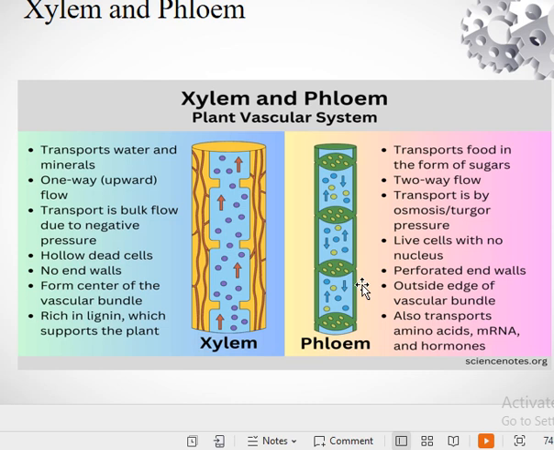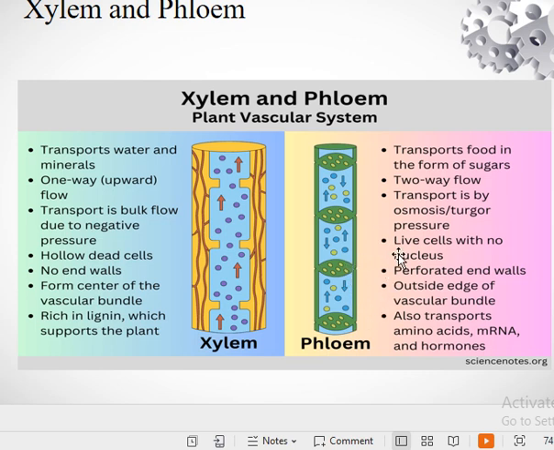Phloem is responsible for the transport of food in the form of sugar, with two-way flow. Transport is by osmosis and turgor pressure. Live cells with no nucleus. Phloem is made up of living cells.